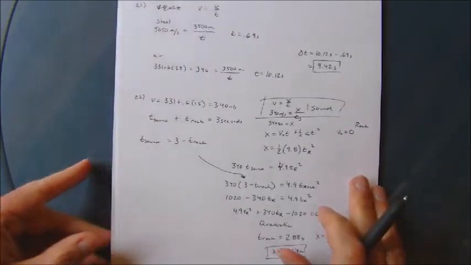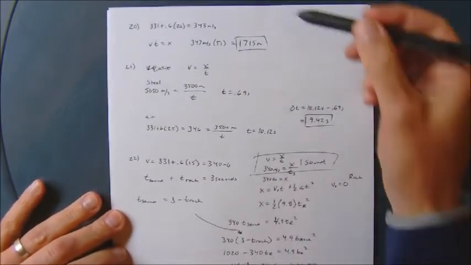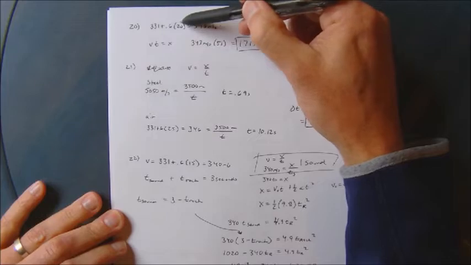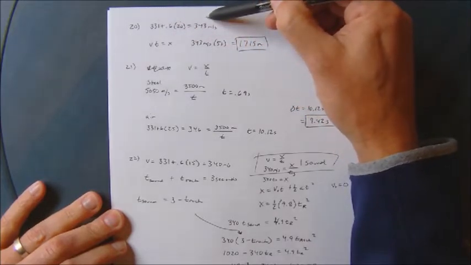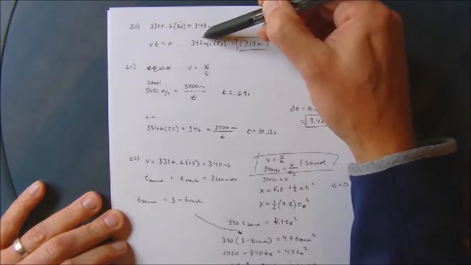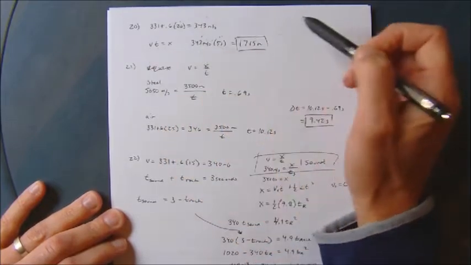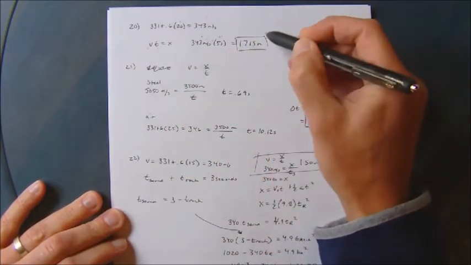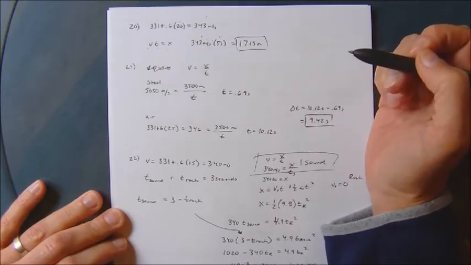Number 20, we're making our way. We're about through the first page here. Number 20, we have temperature of 20 degrees. So we plug it in, 331 plus 0.6 times T, we get 343. And then I know that it travels for 5 seconds, so 343 meters per second times 5 seconds. That's vt equals x, or velocity is distance over time. I get 1715 meters, which is a little over a mile.